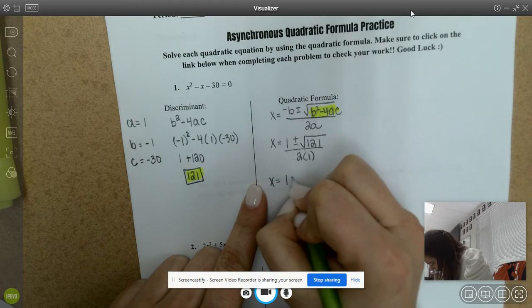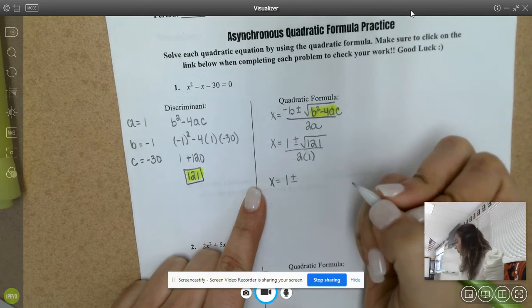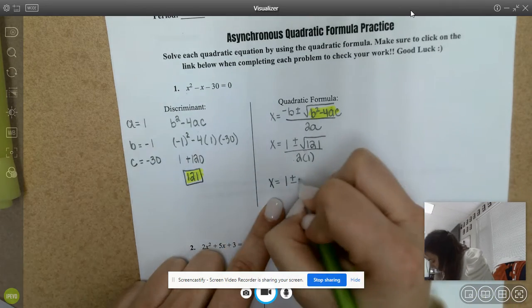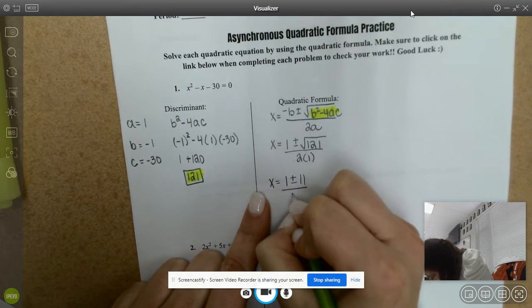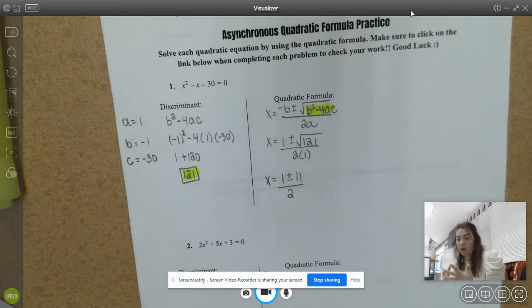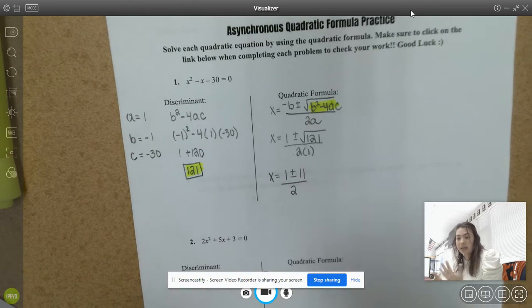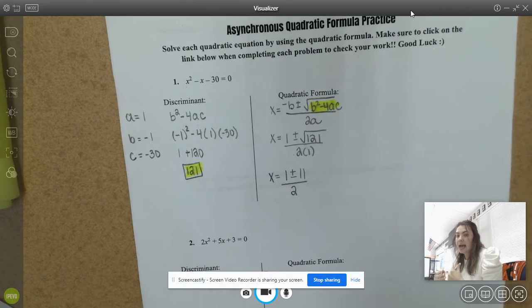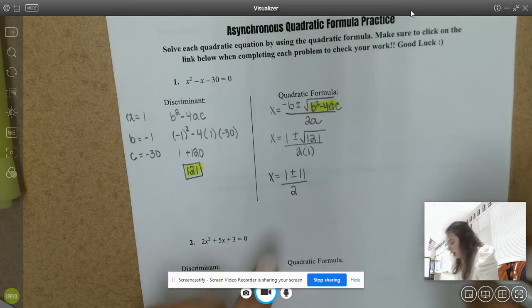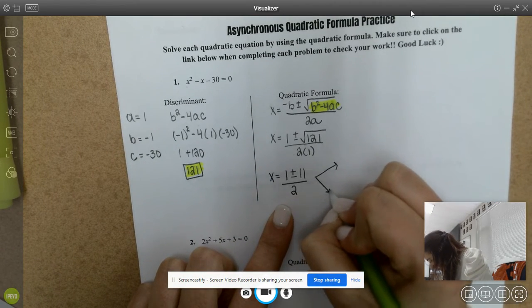Okay, so we'll keep going. x is equal to 1 plus or minus the square root of 121, that is a perfect square. We do get 11 all over 2. And now here's where we can go ahead and split up solving for x. Here we have this plus or minus sign. So therefore, we're going to take 1 and add 11. And then we're going to take 1 and subtract 11. So we can go ahead and split this up.